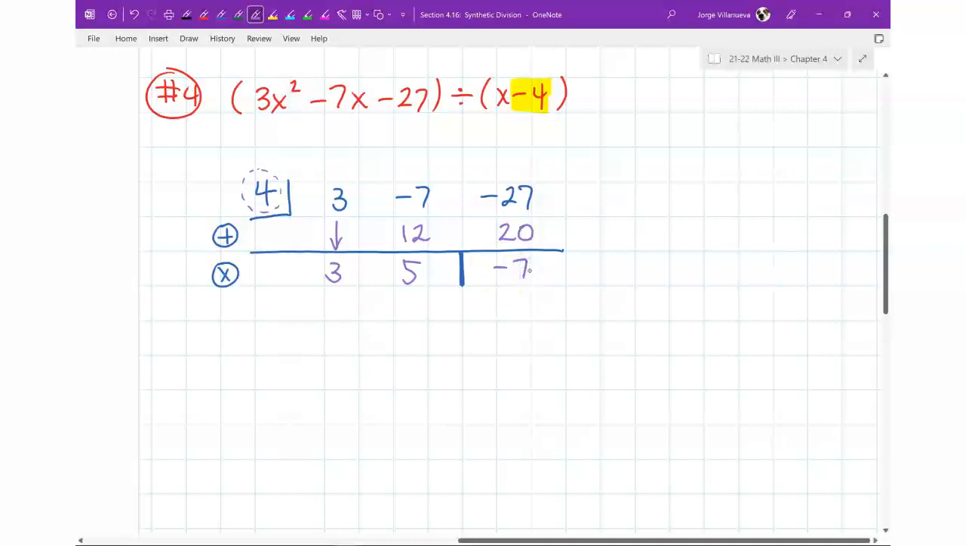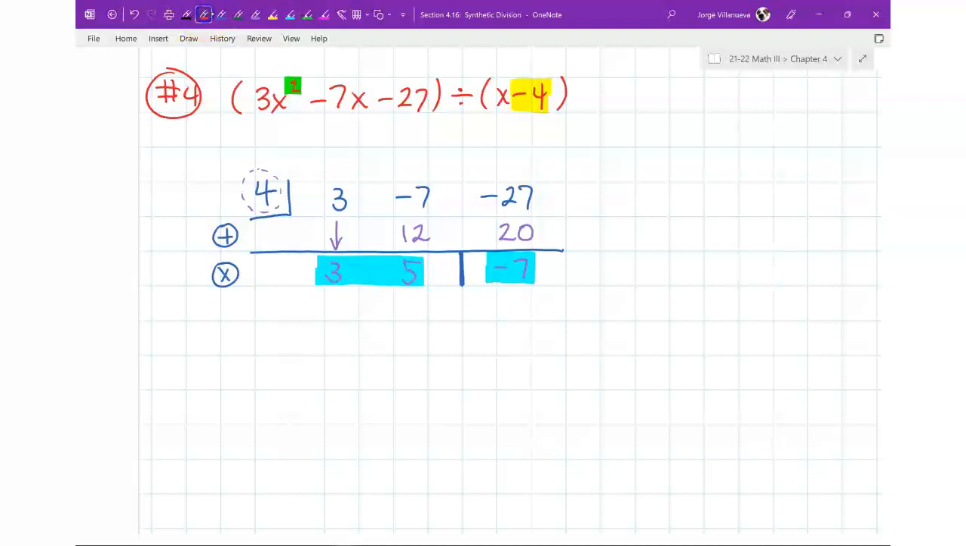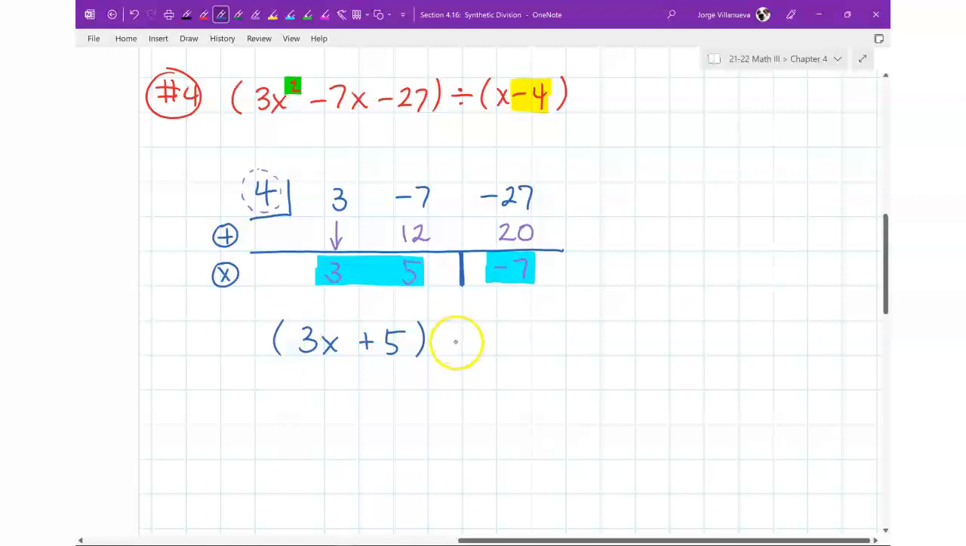And you're done. Now you just have to write your answer out properly, right? So this is my quotient. These are the coefficients for my quotient. This is my remainder. Okay? So the 3 and the 5, remember I have an x squared. So that means the 3 is going to get an x to the first. Okay? So 3x to the first plus 5. And then my remainder is negative 7, so I'm going to put minus 7 over, what do I put it over? x minus 4, thank you. So there you go.